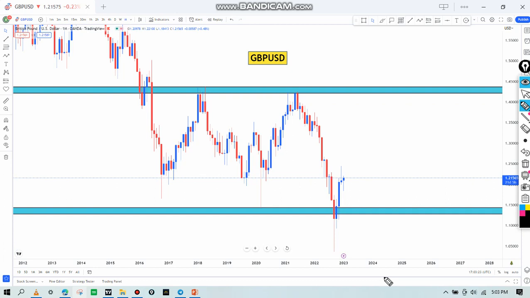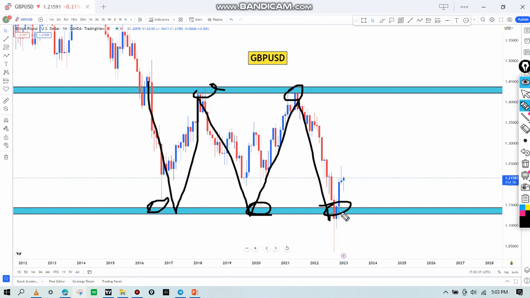GBPUSD technical analysis starting on the monthly time frame. We have our monthly upper zone and then our monthly lower zone as well. Now, if you take a closer look at this pair, you can see that we have buy protection from below and then also sell protection from above. So this can be called a range or a consolidation market.